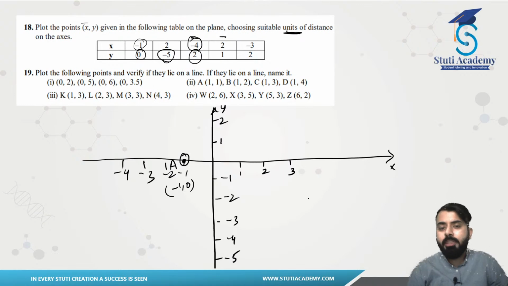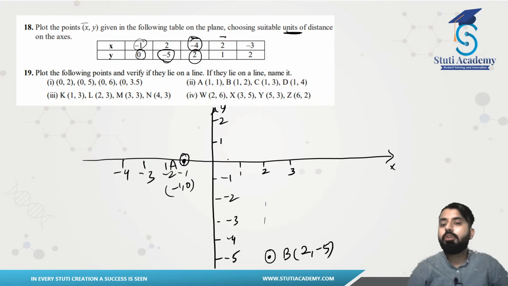Then we have 2 comma negative 5. Now horizontal distance is 2 units. Vertical distance is 5 units downwards. So 2 is here, 5 is here. So it should be somewhere here. So this is the point. Let's say this is point P whose coordinates are 2 comma negative 5, right?